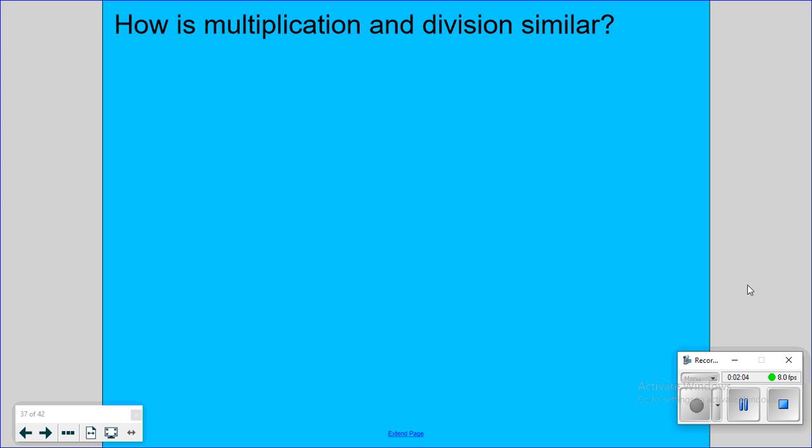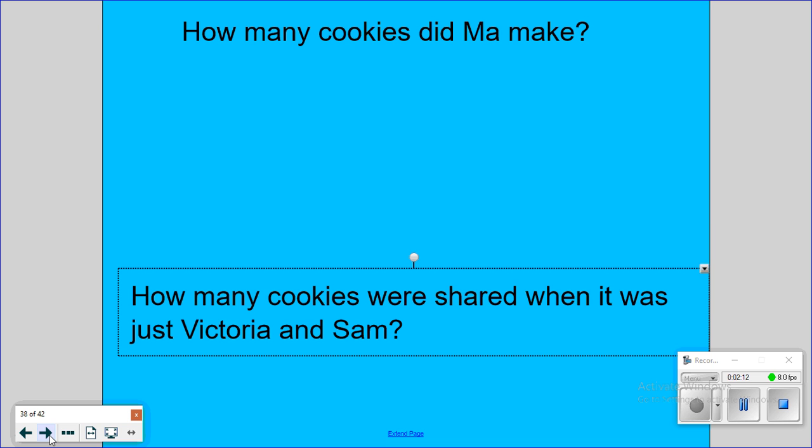Yep, you could definitely use arrays for both of them. On one of the first pages in our books, it doesn't ever tell us how many cookies Ma made. So we didn't know the whole. Let me see if I can go back to that page. We don't know the total amount of cookies that she made. She just said, I made plenty.